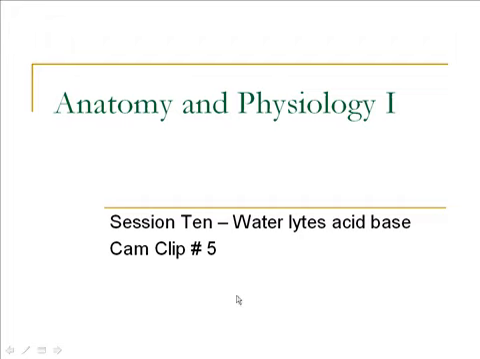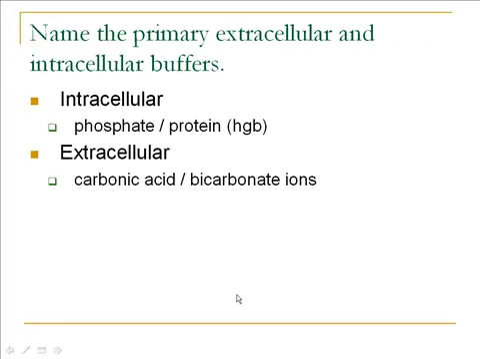Last clip here, we're going to talk about the buffers. Sorry. So we have buffers. We've talked about them. What they do is they absorb or tie up, however you visibly see it, the hydrogen or hydroxyl ions, helping control the acid and base in our blood so that they're not free floating. We talked about bicarbonate ions and carbonic acid as the main ones, and those are extracellular. Intracellular, we look at phosphate and hemoglobin as being the intracellular ones.